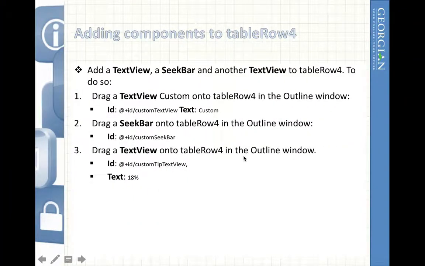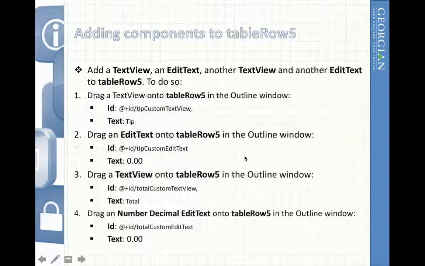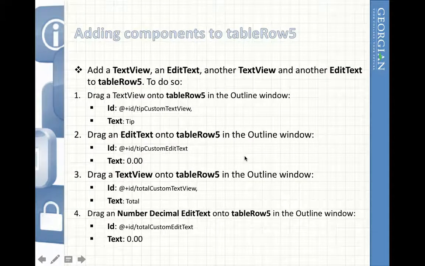Okay, are you with me so far? Lane, you good? Okay. Table 5. This looks like a big one. So we're going to drag a text view, an edit text, a text view, and a number decimal edit text. So the edit text, it doesn't say number decimal for the second one, but I'm guessing because it has a value of 0.00, it should probably be a number decimal as well. So the same thing we did. So text view, edit text, and we're going to name them in a second, right?